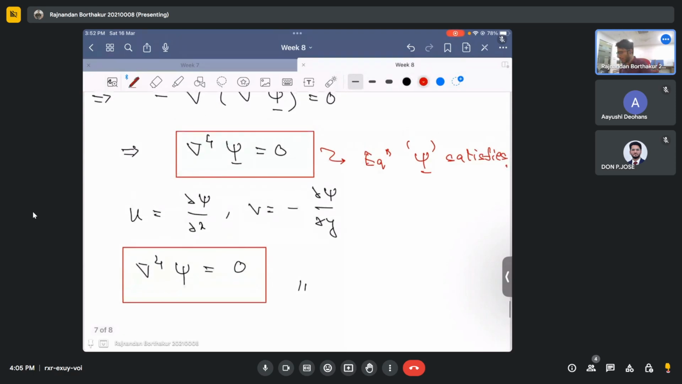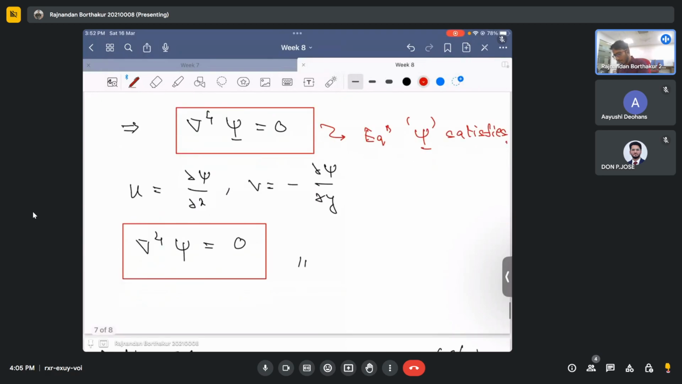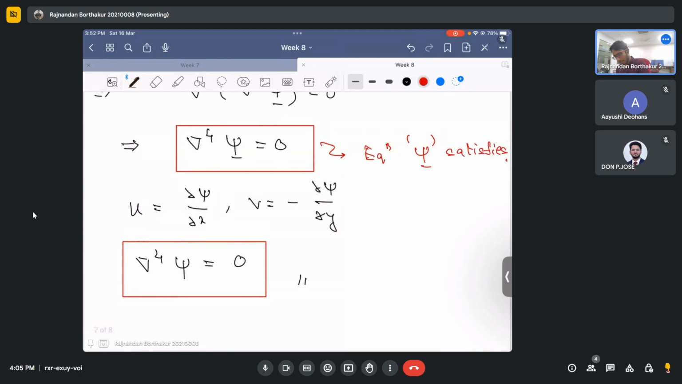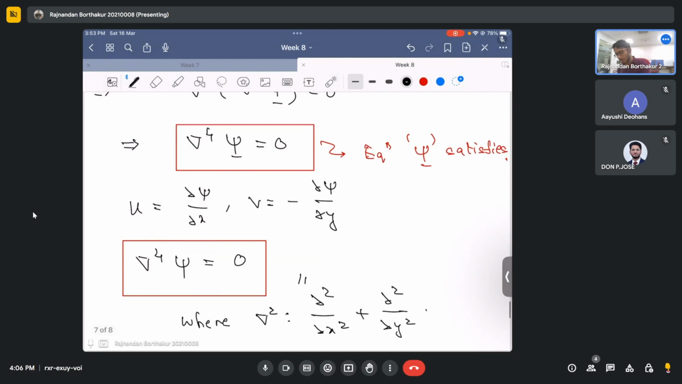All right. If you have any doubts, you can ask. But before that, the stream function satisfies this equation, where del square is nothing but the Laplacian operator, which is basically this thing.